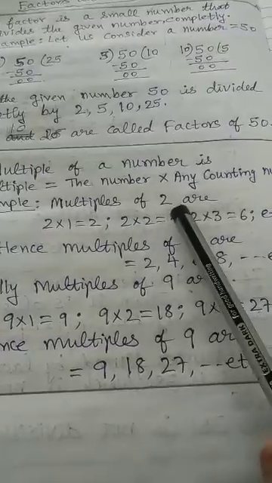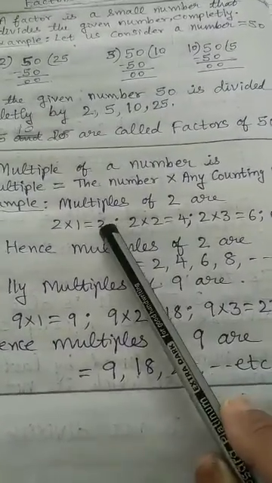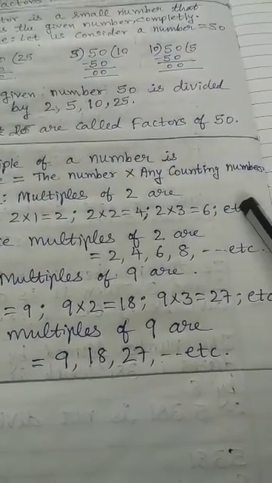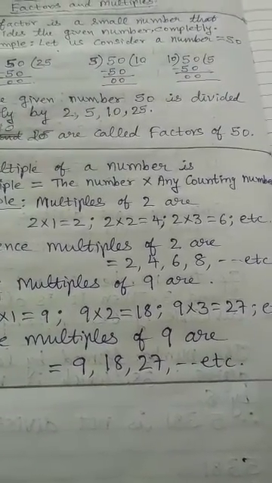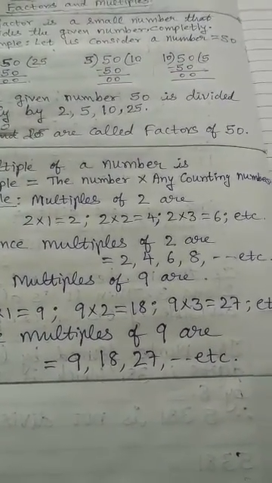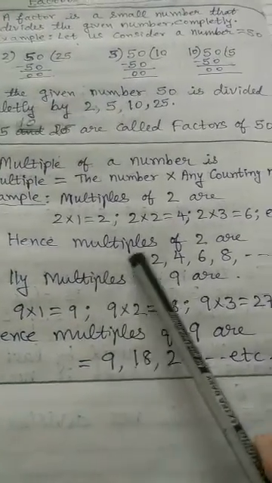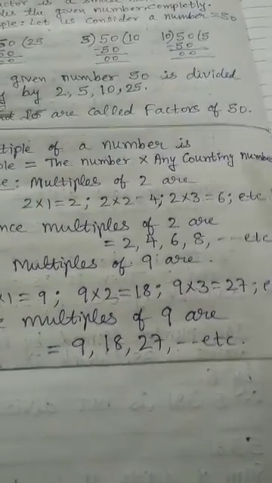Because we have taken the number 2, for this number the multiples are 2, 4, 6, next 8, next 10. You read tables, no? The products that you read are called multiples of 2. Hence multiples of 2 are 2, 4, 6, 8, and so on.